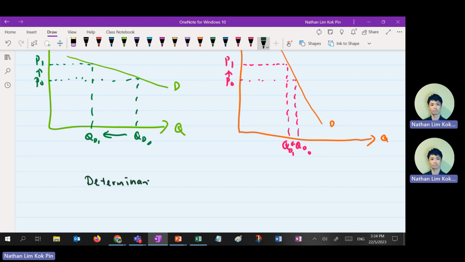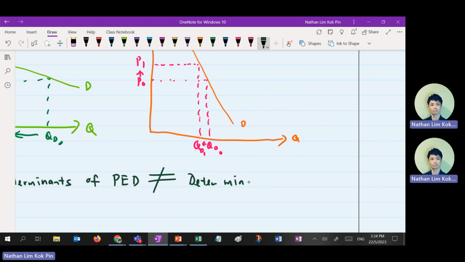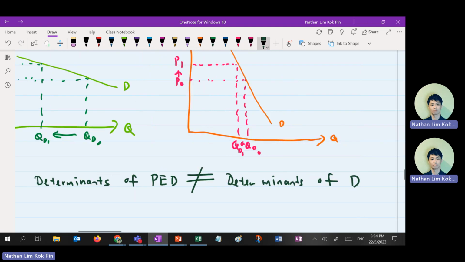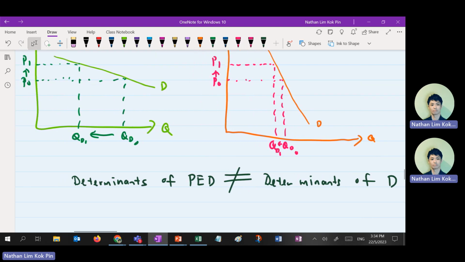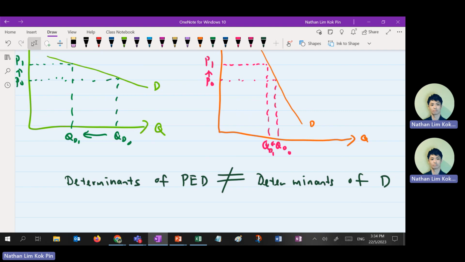determinants of PED is not equal to determinants of demand. 50% of your seniors failed the final exam because they mixed up these two, the determinants of PED and determinants of D. And another one, determinants of PES and S. Because this one normally will come out, then the entire essay they write is wrong because of this. They mix up.